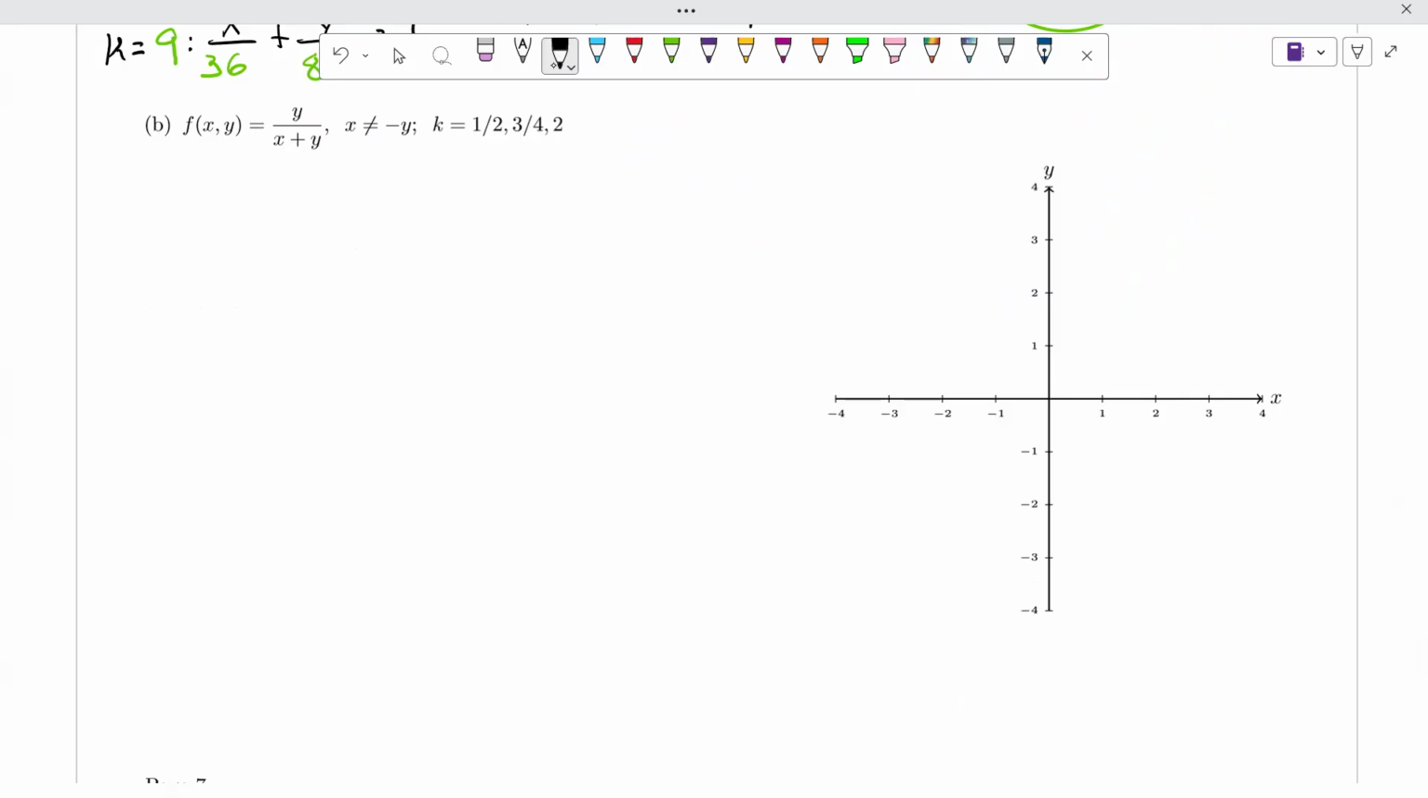So I want to do the same thing. I'm going to take my function, y over x plus y, and set it equal to k. And just solve this thing so it gets into a form that I can work with, something that I recognize. You might notice that this is y equals, let's try and line our equal signs up, kx plus ky.